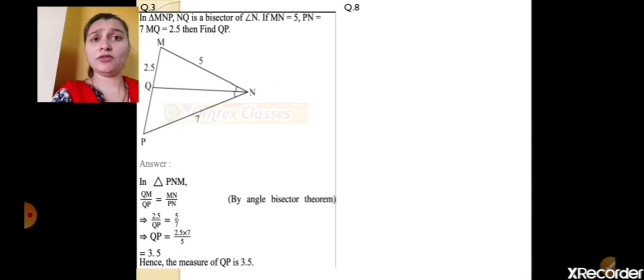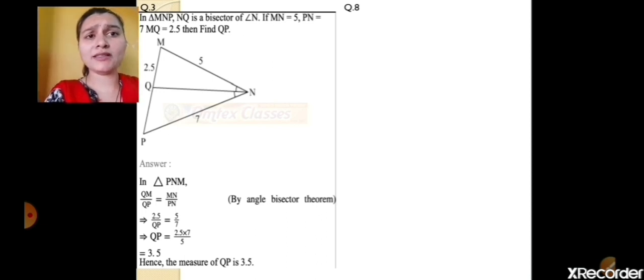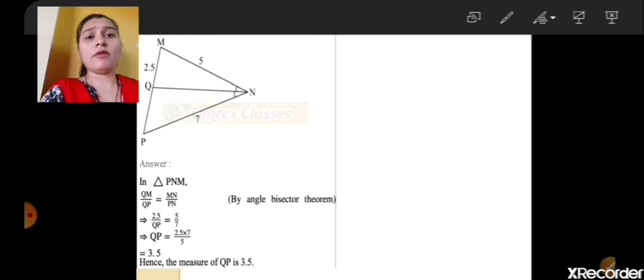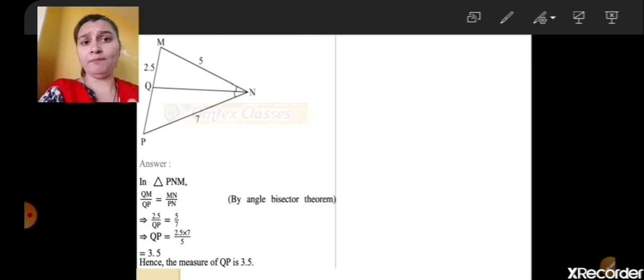Now don't get confused how to take the ratio. You can take a ratio from the vertex, say point N. From point N you can go to NM also, upon PN is equal to MQ upon QP. This is also right. Okay, no need to worry. Now when writing the ratio, you must be very particular which numbers you have to write where. When you are writing QM, you have to write the value of QM only. So you be very particular.